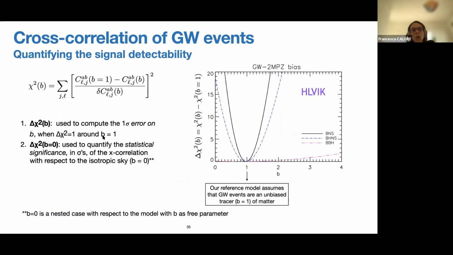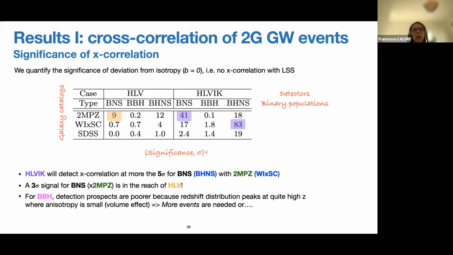We can also quantify the signal detectability in terms of sigma. For this, we run a chi-square analysis where we compute the difference in chi-square with respect to our reference model. We can use this delta chi-square to compute the 1 sigma error on the determination of the bias, so we want to know at which precision we can measure the bias. But we can also use the delta chi-square with respect to b equal to 0 to quantify the statistical significance of the cross correlation with respect to the isotropic sky. If we do so, we get this table where, for different galaxy catalogs, different binary populations and different detector configurations, we can get the significance of a positive cross correlation that we may be able to detect.